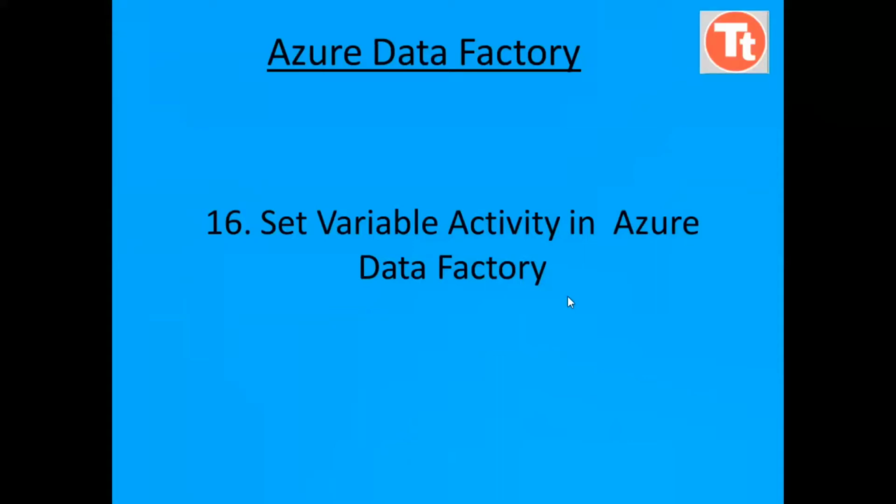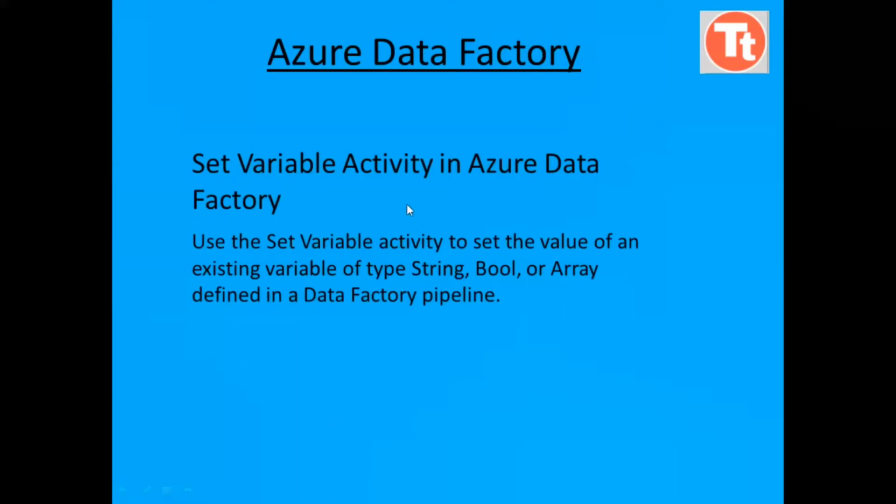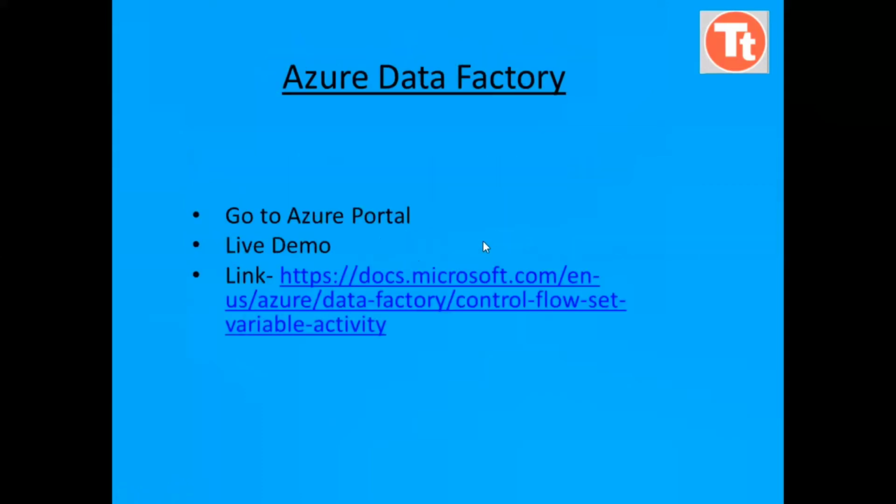Today we are going to discuss set variable activity in Azure Data Factory. The agenda for this video is what is set variable activity and how we can use it in Azure Data Factory. Basically, set variable activity is the activity using which we can update or change any existing variables of types string, bool or array. These three types we can update.